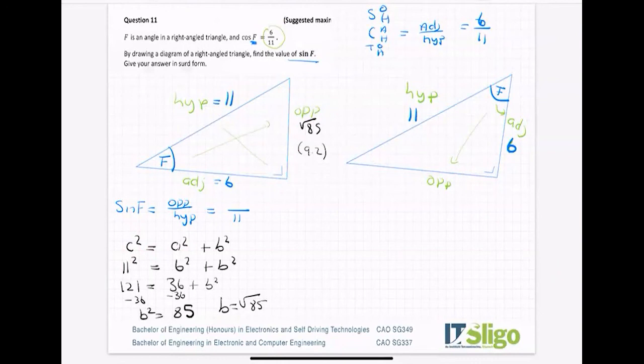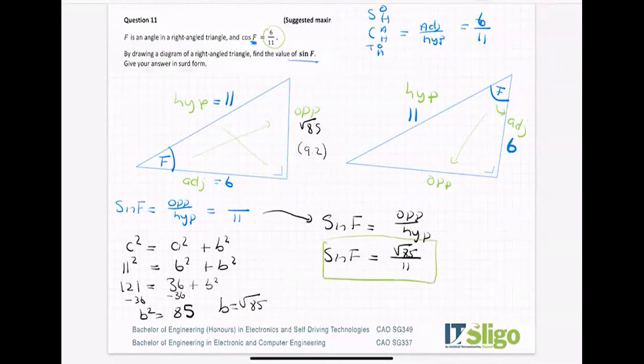Okay, so to continue with the question, I need sine f. We know sine f is opposite over hypotenuse, so sine f is equal to root 85 over 11. Does it want us to find f the angle? No, it wants us to find sine f. So in fact, that's your full answer. If I had been asked to find f, we would use sine inverse. It's always the inverse if I have to find an angle. But I wasn't asked for that in this case. I was told to find sine f. So I'm done.